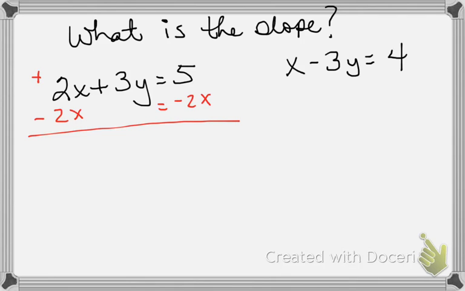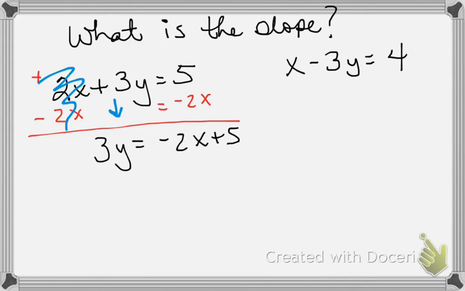Alright, this becomes a zero pair. What's a zero pair? When you have the same numbers or variables and they have opposite signs. So plus 2x and a minus 2x, they equal 0. That's why it's called a zero pair. We're going to bring down our 3y, and we're going to bring down our others.